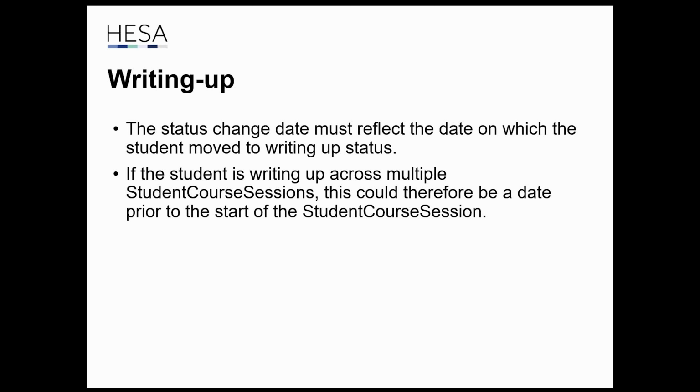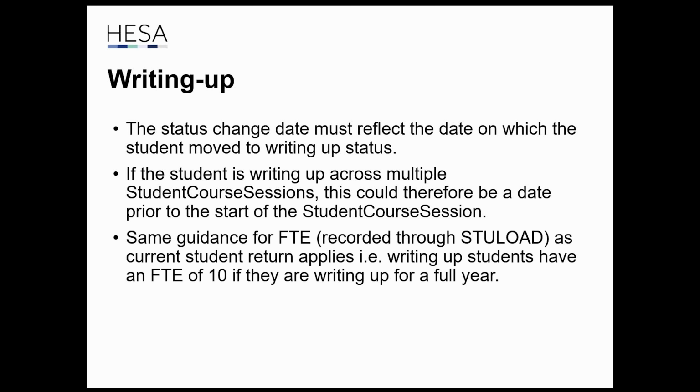Just a note on FTE for writing up students. We've got the same guidance in Data Futures as we have in our current student return. So if a student is writing up for a full year, they would have an FTE of 10 recorded for that year student course session. And if they were writing up for part of the year and studying for the other part, then that would be proportioned out based on that baseline of 10 being one full year of writing up.